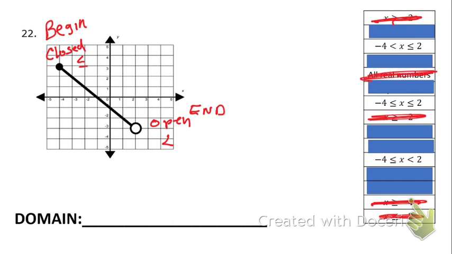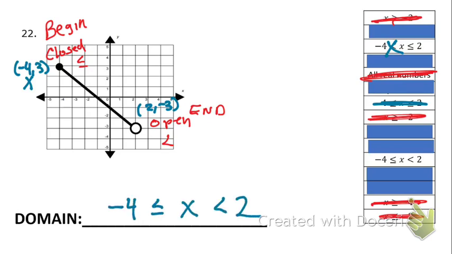Okay? Since we're looking at domain, we're looking at the x value of this point. And we're looking at the x value of this point. Okay? So at -4, it needs to be closed. So this is not going to be it because that's open. This one could be it, but if you look at 2, that means closed. It needs to be open, so not it. So here's our answer choice: -4 less than or equal to x less than 2.